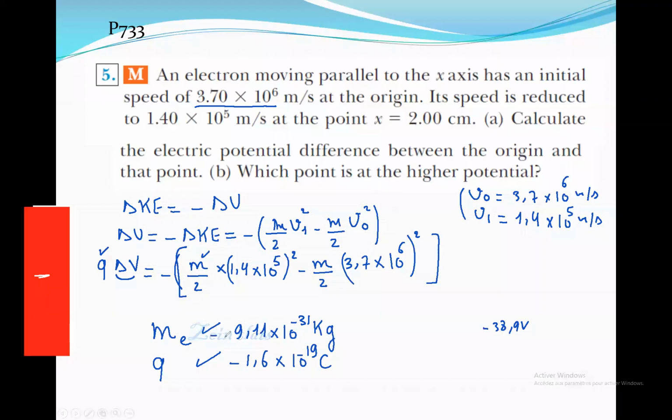So m of the electron equals 9.11 times 10 to the power minus 31 kilograms, and the Q of the electron equals minus 1.6 times 10 to the power minus 19 coulombs. We put m and Q, and we finally get the value of delta V. Delta V equals minus 38.9 volts. Okay. Now I ask you, which point is at the highest potential?